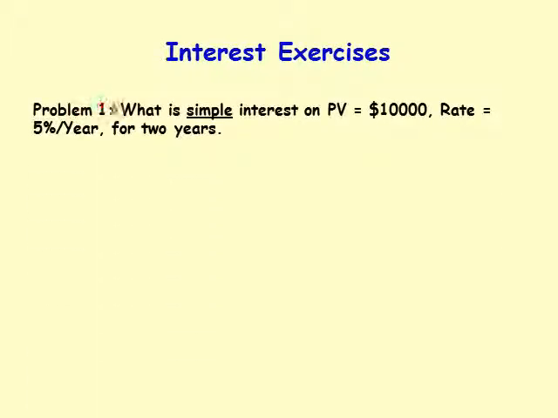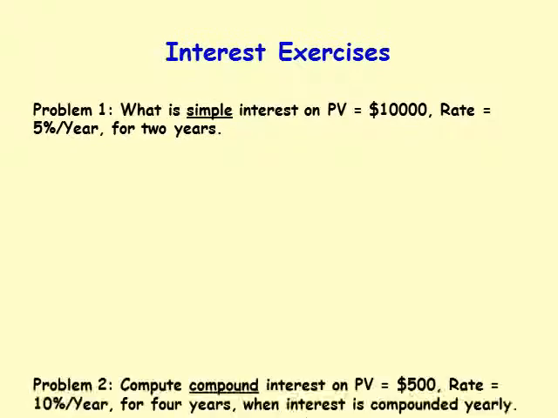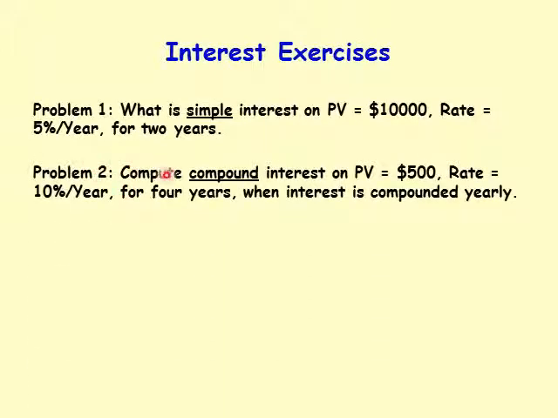Let's do some exercises for interest computations. The first exercise: what's the simple interest on a PV of $10,000? The rate is 5% per year, and the period is 2 years. We say 5% per year and 2 years, so the number of terms is 2. Let's continue here. Next question.